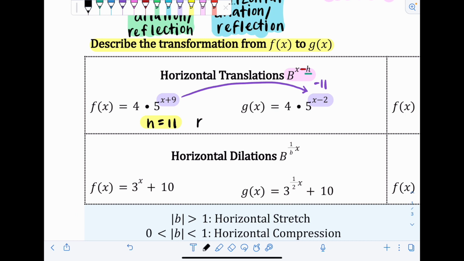So I'm going to add translate right 11. Or you could add 11 units, whatever you prefer. So translate right 11. And again, to go from an x plus 9 down to an x minus 2, you're going down 11. But since h is always the opposite of whatever it looks like, we have to say h is positive 11, and that means we're translating right 11.